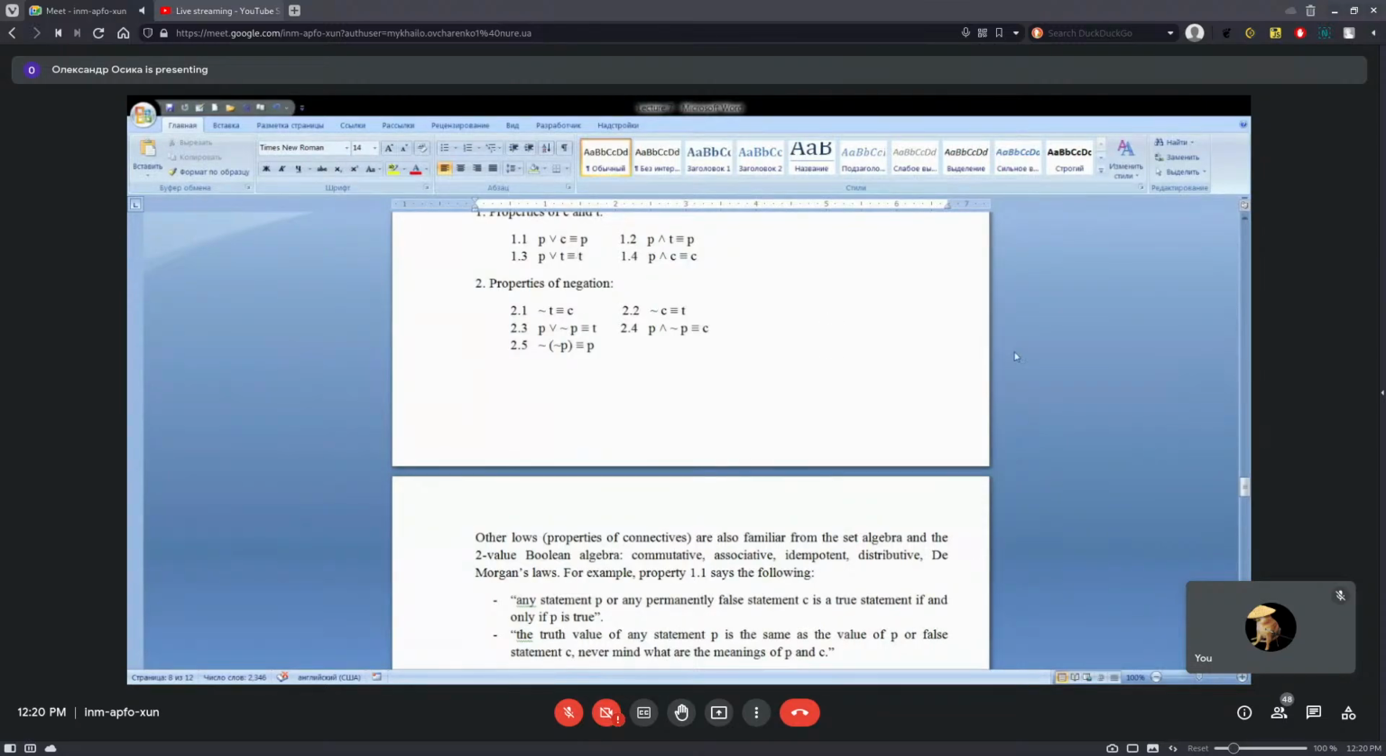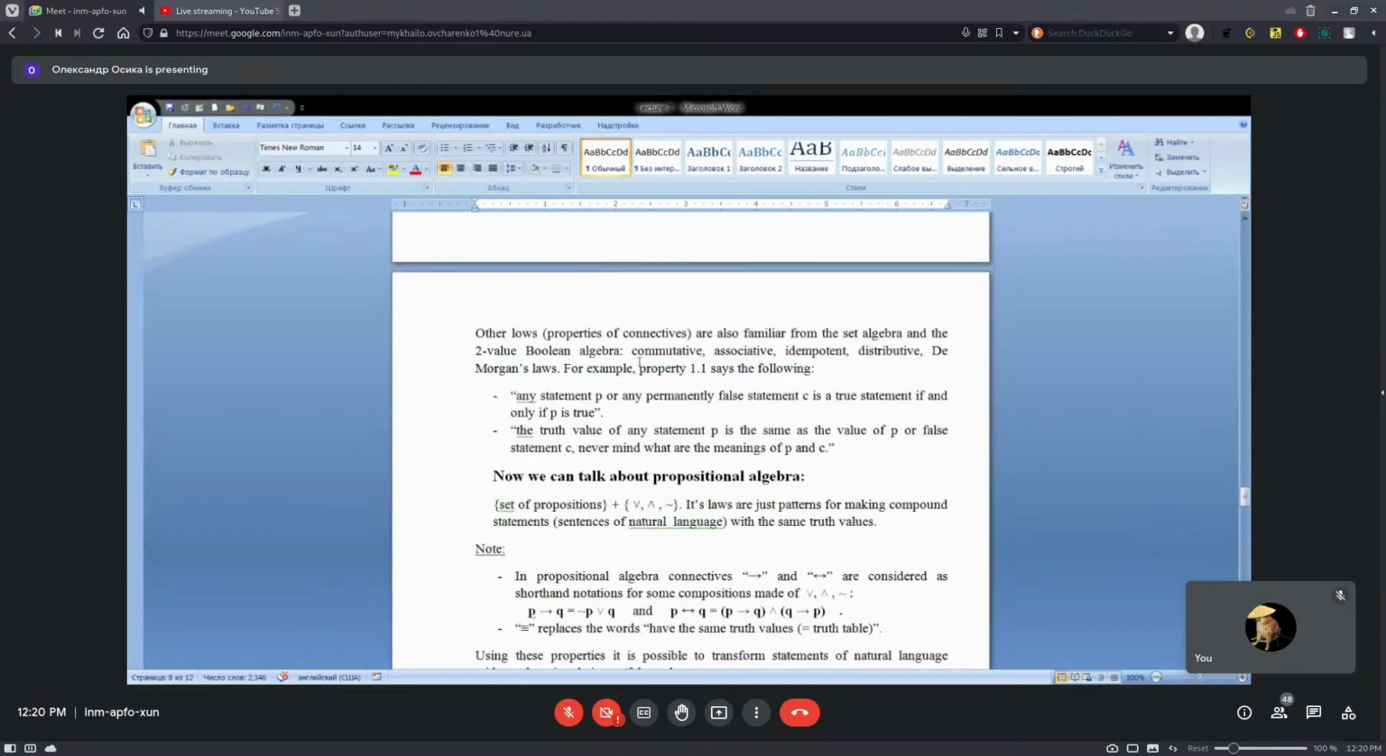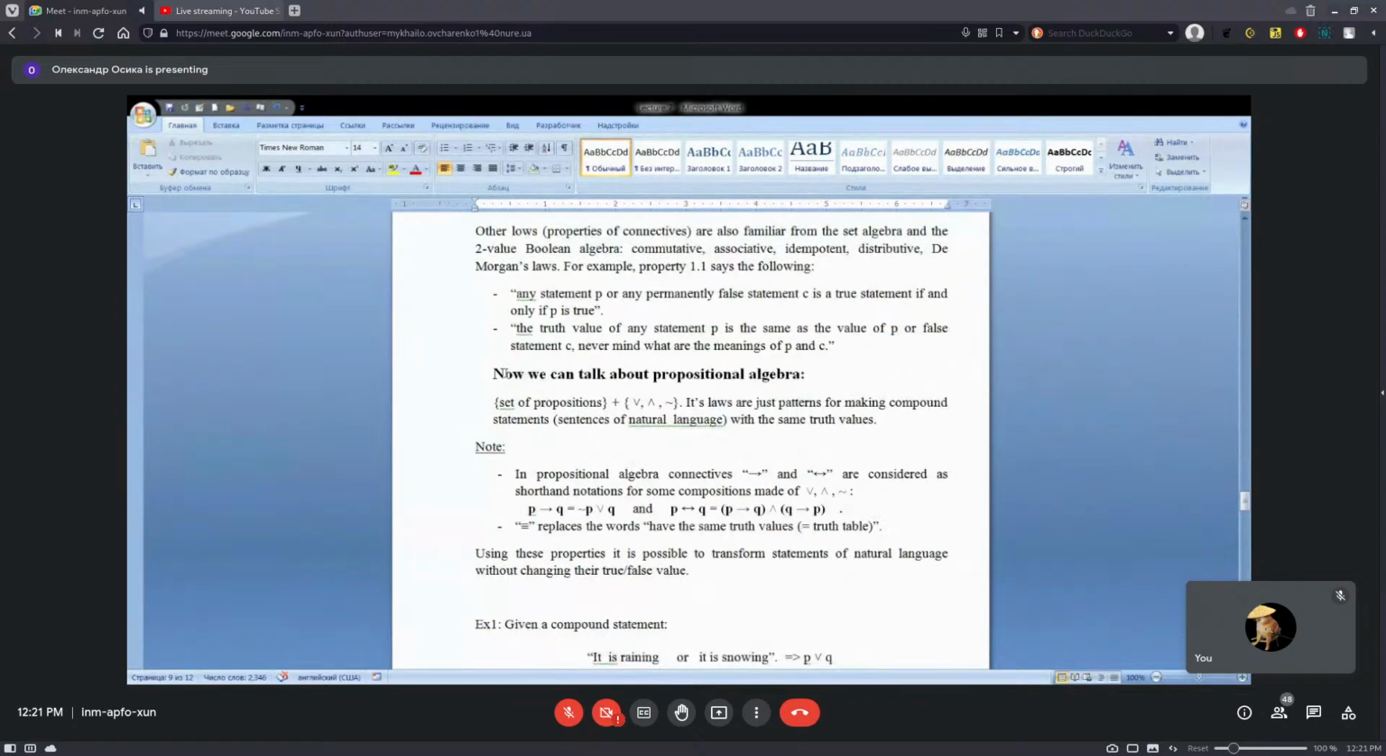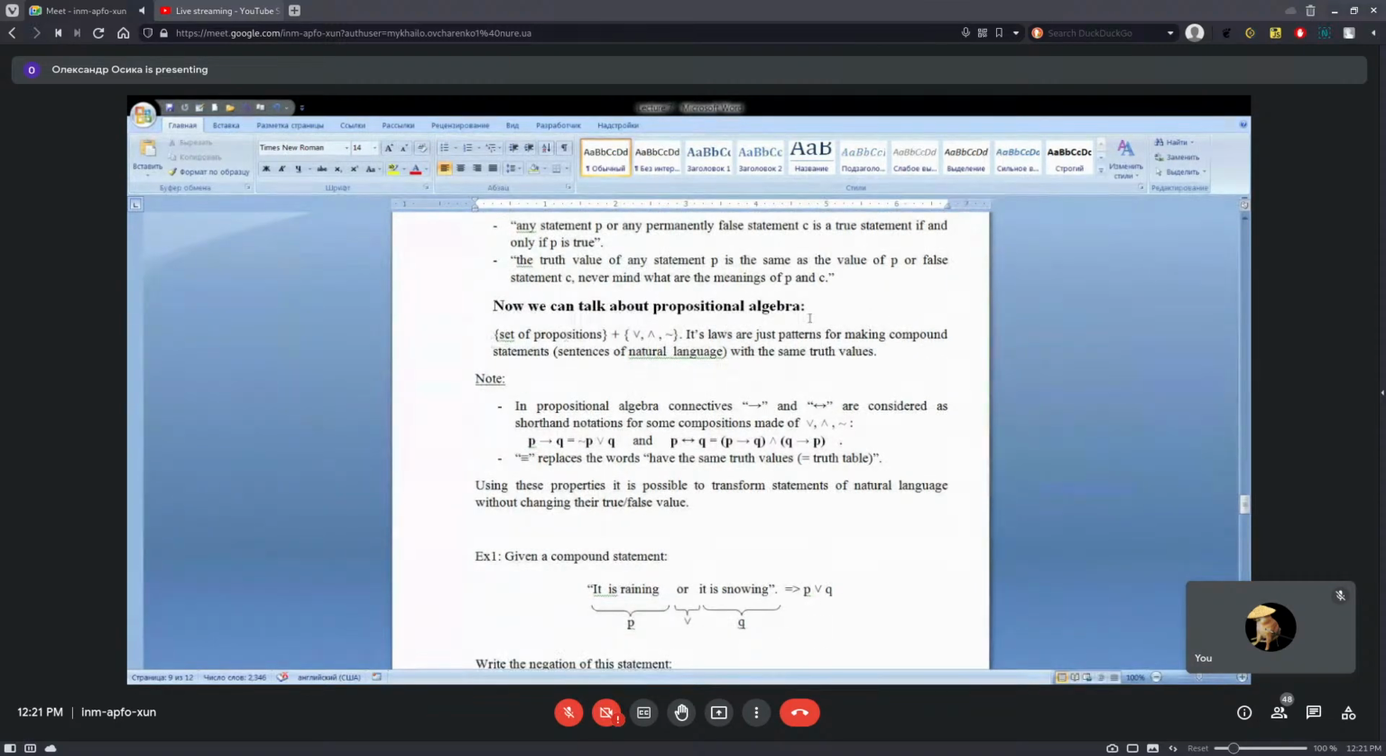So this is one of the methods of using these contradictions, not for correct logical proofs, but for a sequence of statements that looks like a proof but is not. Now we can talk about propositional algebra. And what is it? A set of propositions plus connectives: or, and, not.